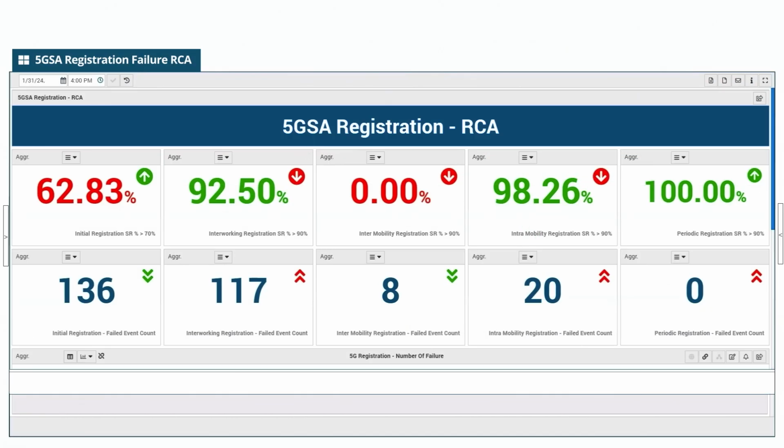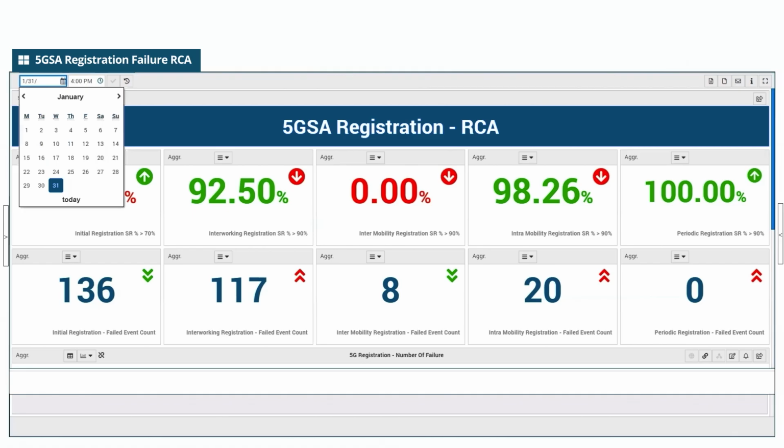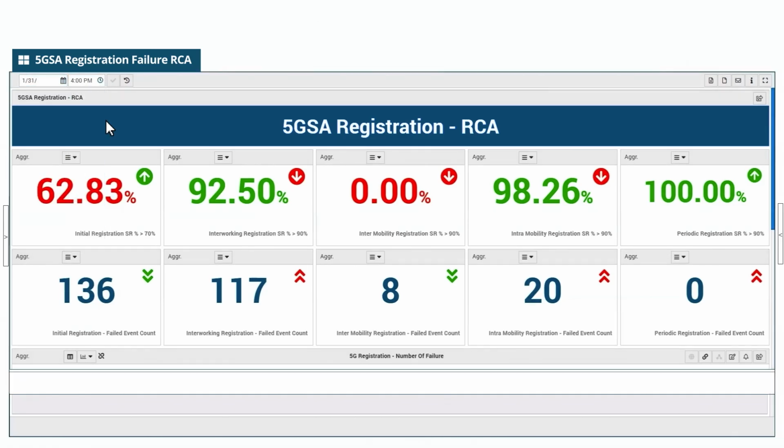For a 5G operational failure, I can use root cause analysis workflow for a proactive resolution before the customer is impacted. Triggering root cause analysis for the 5G registration problem helps to monitor and troubleshoot different types of registration processes in the 5G network. These are initial registration, interworking registration, inter- and intra-mobility registration, and periodic registration. Failure of any of these registrations disables customers from latching to the 5G network.